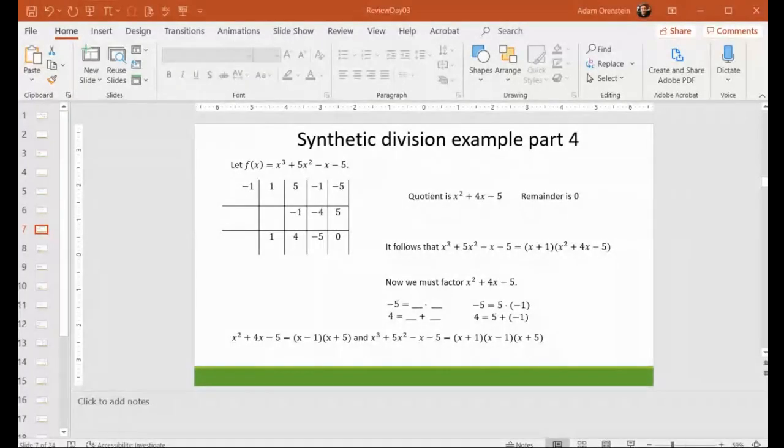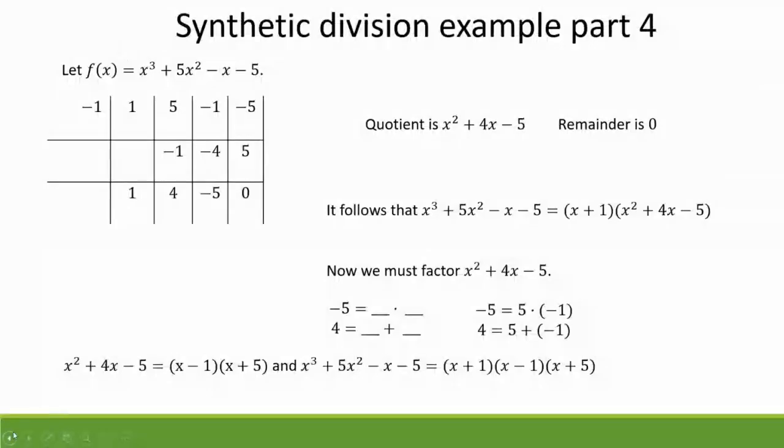So again, what I'm using here is a different method. As you can see, let me get back to the slides. What we have is this: a trinomial, 3 terms, degree 2, leading coefficient 1. So we want two numbers whose product is -5, the constant term, and whose sum is 4, the coefficient of x.